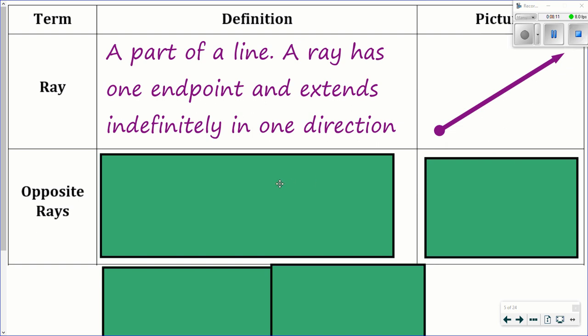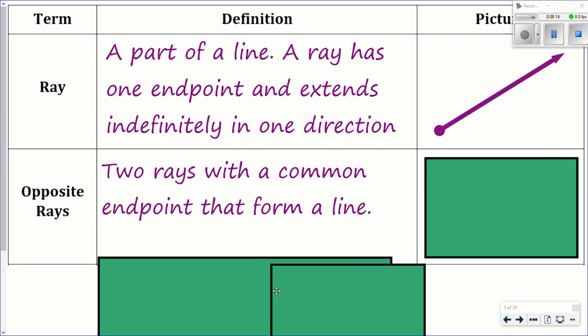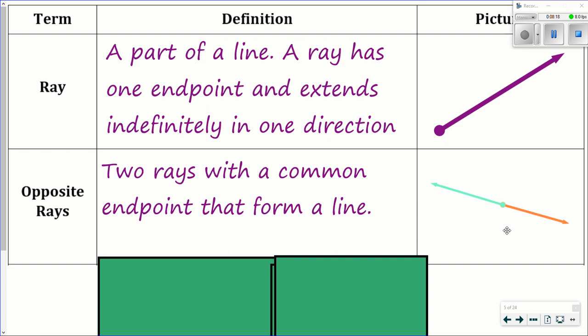Opposite rays: two rays with a common endpoint that form a line. So you have the blue line and the orange line, and they have a common point.